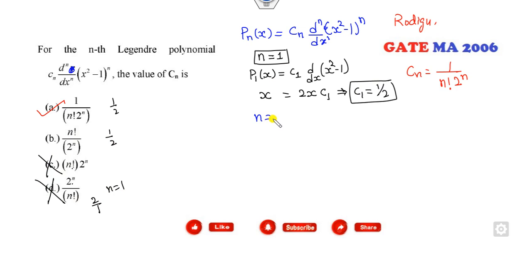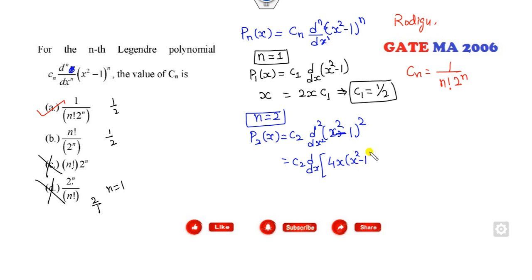Now choose n equal to 2. What is P2(x)? It will be my C2 times the second derivative of this. Sorry, it is (x square minus 1) square. Now what is the first derivative of this? It will be 4x times (x square minus 1). What is the second derivative? It is 12x square minus 4. What is P2(x)? (3x square minus 1) over 2.